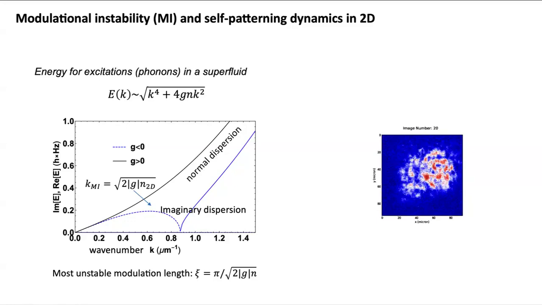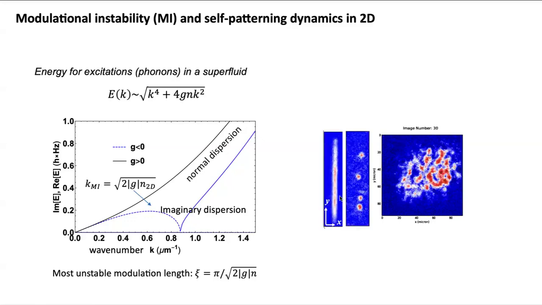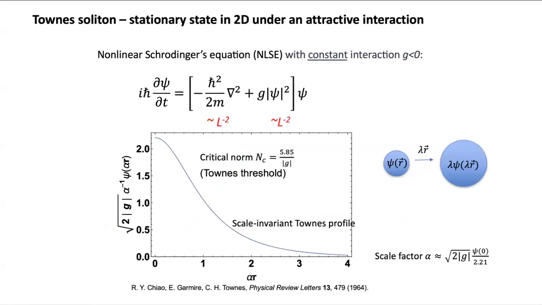Okay? And so if I prepare initially a very elongated gas like this, and then quench the interaction, at the same time remove the horizontal confinement, I start to see a lot of small circular droplet-like things forming with a specific size. And it turns out that this kind of cell form thing is called a Townes soliton.